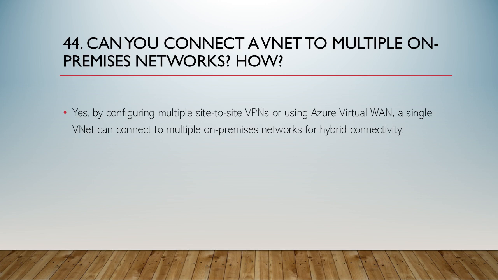44. Can you connect a VNet to multiple on-premises networks? How? Yes, by configuring multiple site-to-site VPNs or using Azure Virtual WAN. A single VNet can connect to multiple on-premises networks for hybrid connectivity.